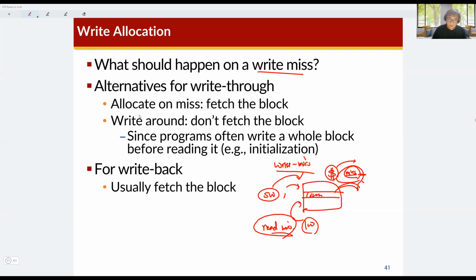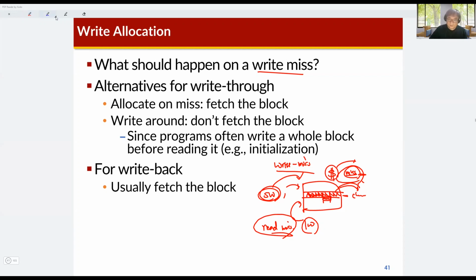This is the allocate on miss. In this case, the cache fills the target cache block with the data provided by the low-level cache and then updates it. So this is the clean case, clean state. And then the store instruction is executed, so part of the cached data is updated.